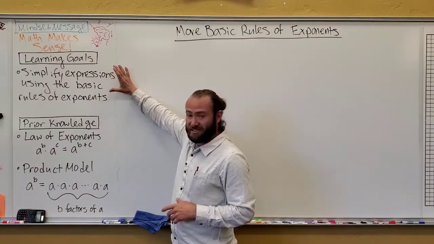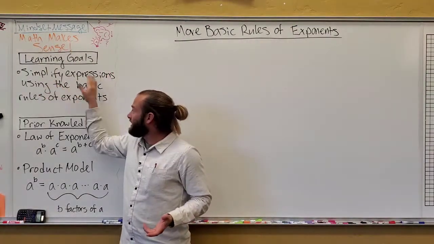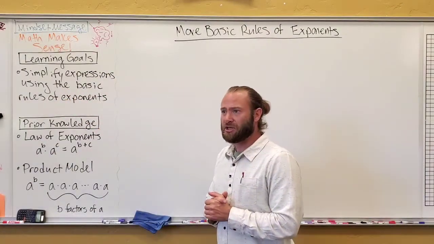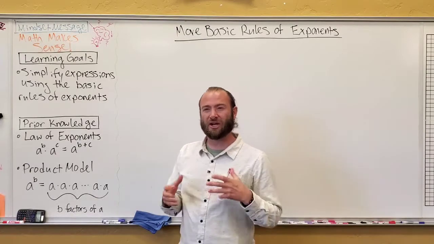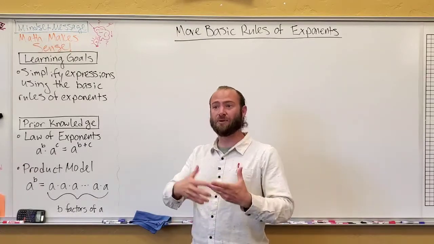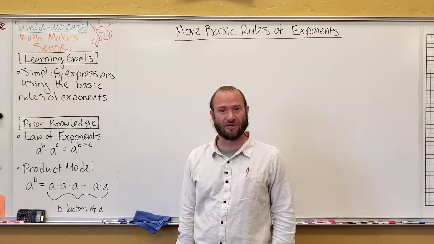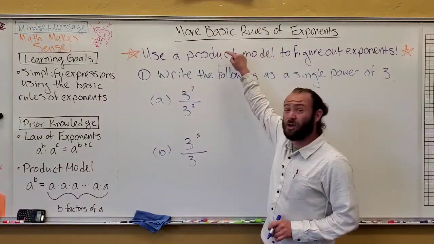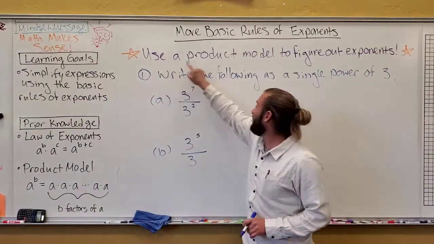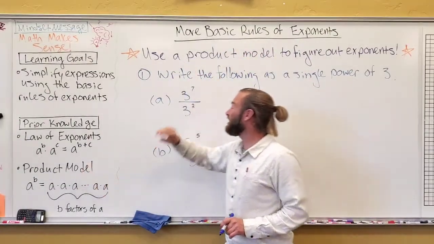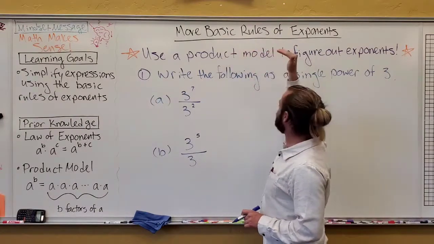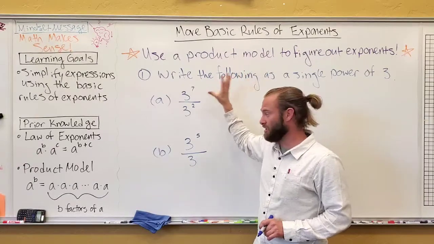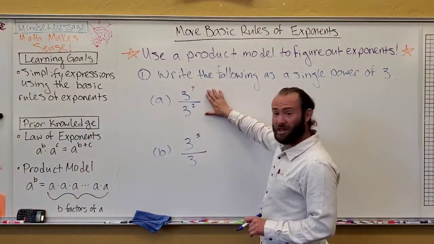One learning goal for today is simply simplifying expressions using these basic rules that we're going to be working on. We're going to start by looking at some examples to help us understand what those rules are, and then we'll be able to apply those rules in future situations. So let's just jump into an example right away. Now I put this up here. I want you to make special note of this right here. I know you already have this in the prior knowledge, but whenever you need to figure out exponents, please make sure you think about using a product model, okay? Let's apply this right now.